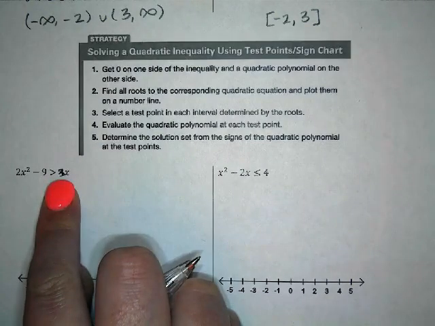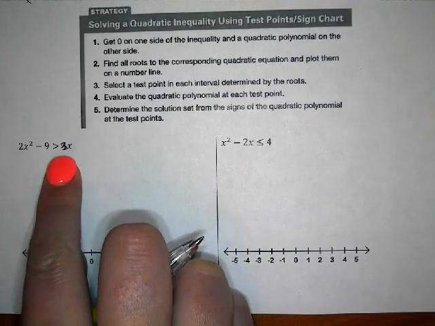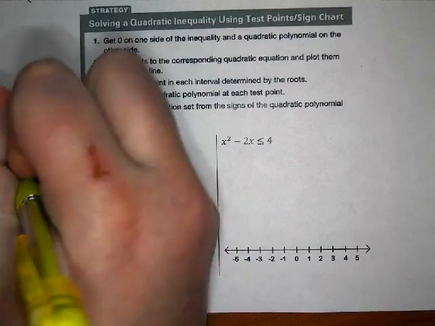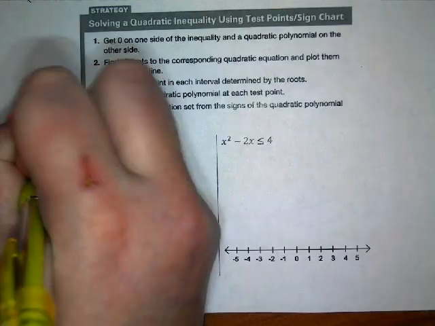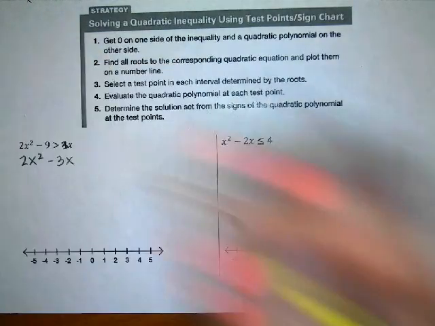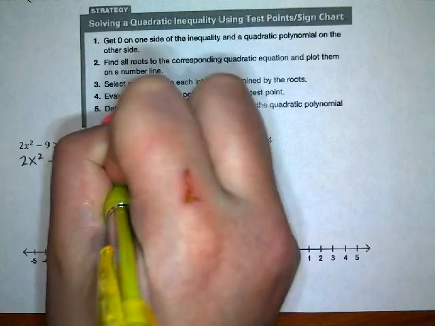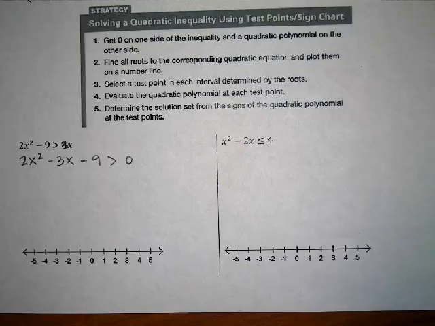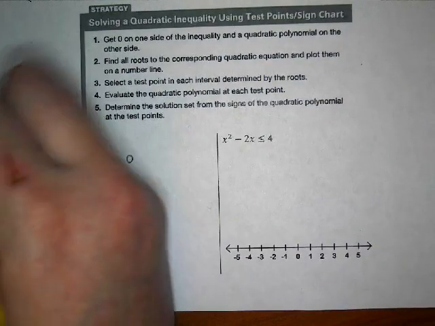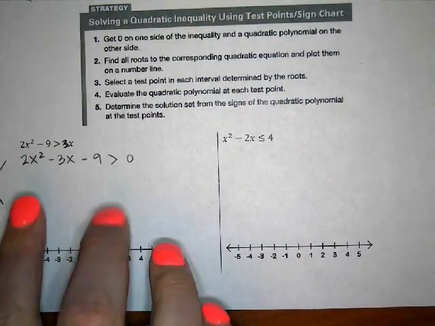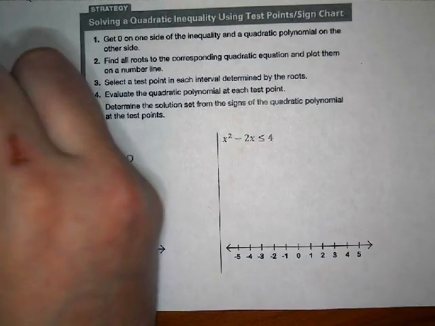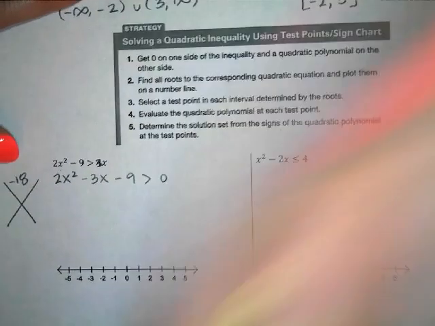So again, we're going to make this have 0 on one side. I subtracted the 3x over, and if I can factor it, that's always my preference. For this one, I'm going to look for numbers that multiply to -18 and add to -3. 2 times -9 is -18. The numbers that do that are -6 and +3.